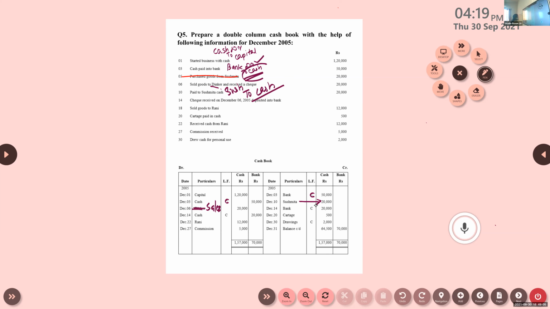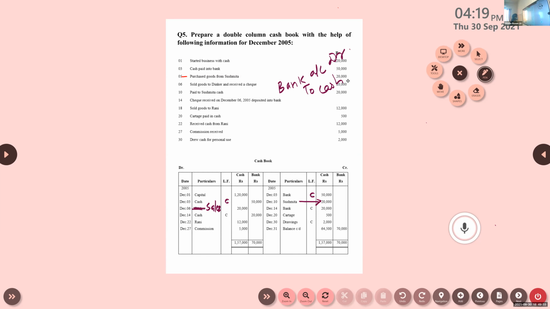The 14th one. Check received. That day a check was received on the 6th. The check received is deposited into the bank. So again, bank account debit to cash. It is deposited into the bank. Bank account debit to cash. So this again becomes a contra entry.